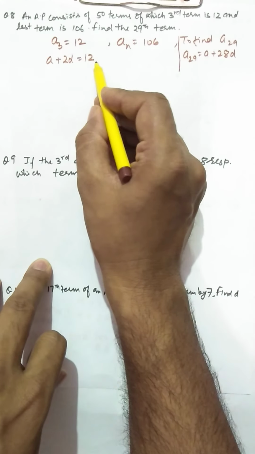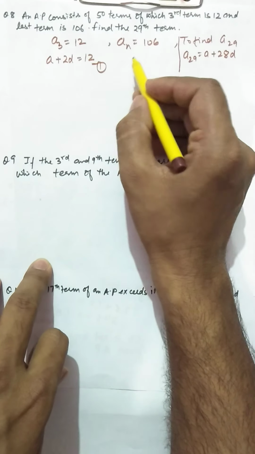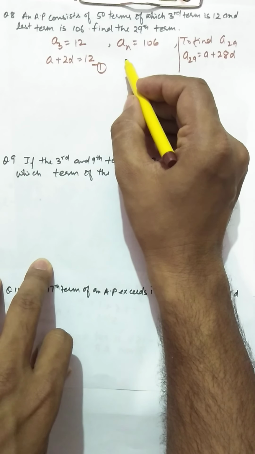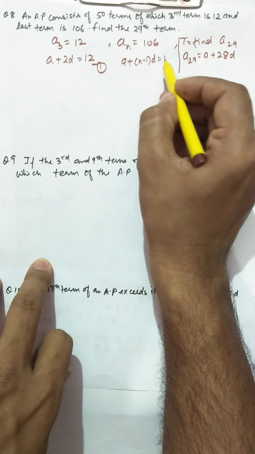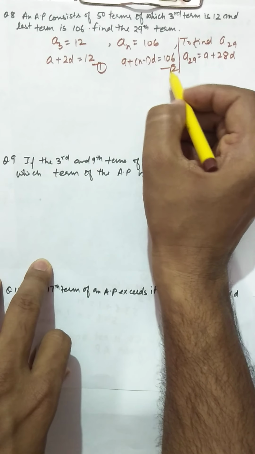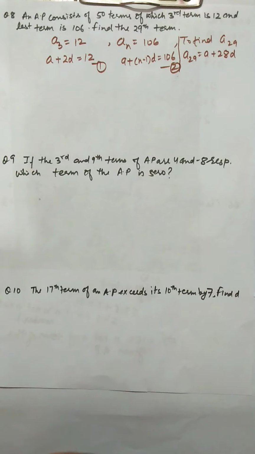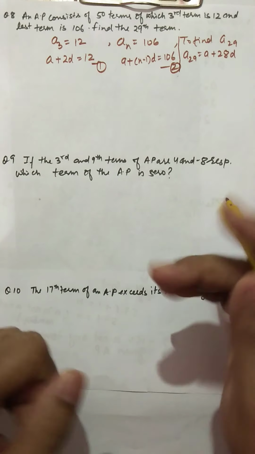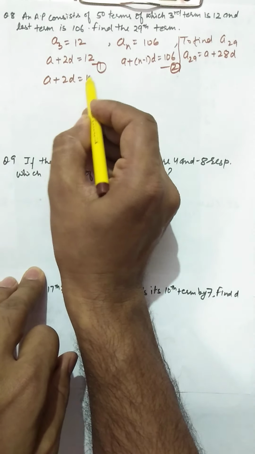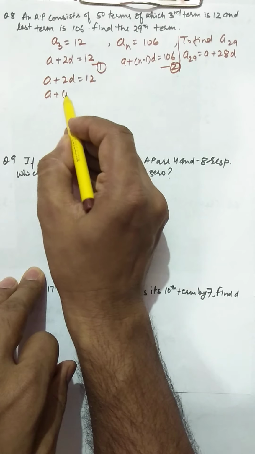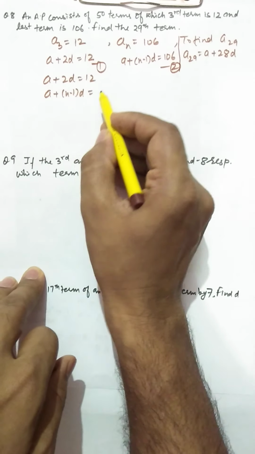So one information we have got from here, mark this as 1. So an is a plus n minus 1 into d. This is going to be 106. So mark this as equation number 2. We have solved pair of linear equations in two variables, so we can solve these two equations in any of the ways. So a plus 2d I have written as 12, and a plus n minus 1 into d is 106.